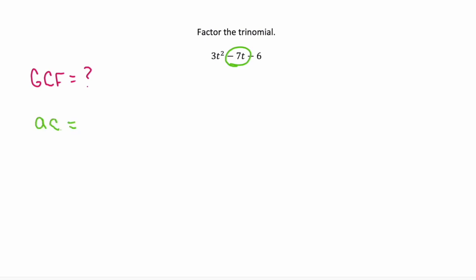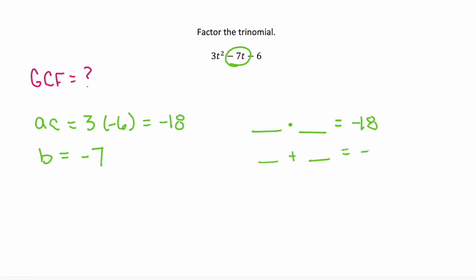So the coefficients of a times c, or 3 times negative 6, which is negative 18, and the coefficient of b, that middle term, is negative 7. And we use those two values to help us find two numbers that multiply to AC, negative 18, and also add to negative 7. Well, we know 9 and 2 multiply to 18. And if we have a negative 9 and a positive 2, those would add to negative 7.